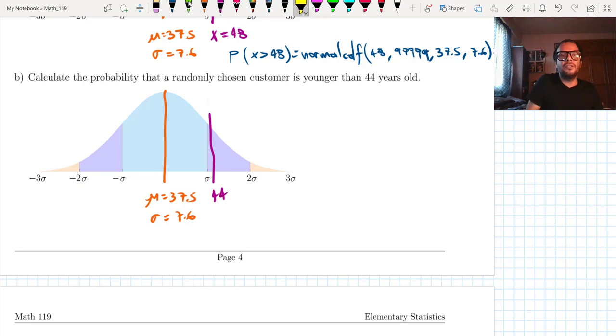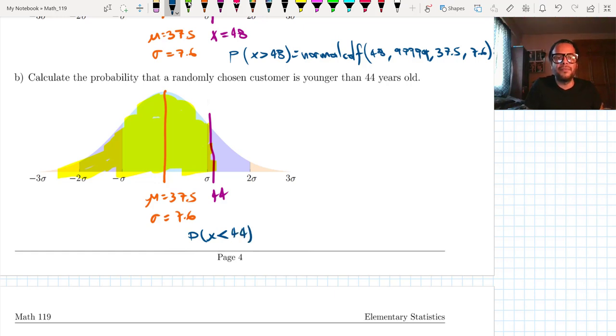And in this case, we are going to shade below. How do we know that we shade below? Well, because the question here is that the customer is younger than 44 years old. So look at how big this is. So it looks like, why not, it looks like it's going to be a big number. So let's put this like P of x less than 44.